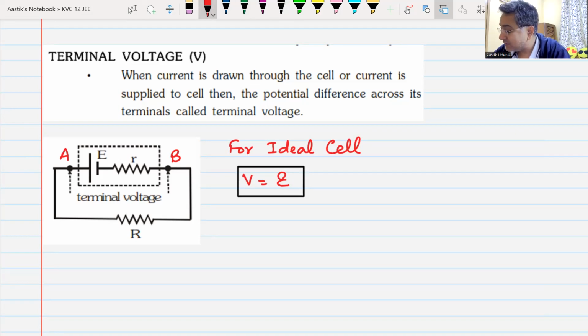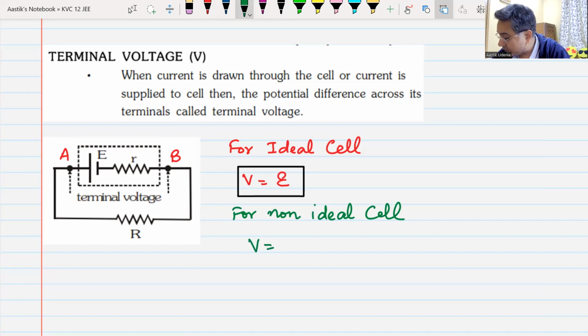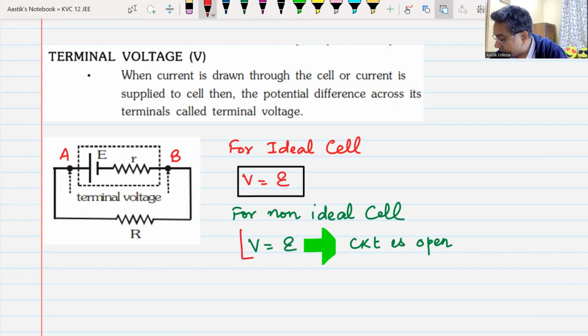For non-ideal cells, V is not equal to EMF. For a non-ideal cell, V will be equal to E when the circuit is open. When the circuit is open, not connected, then my V will be equal to E. Remember all these small points.